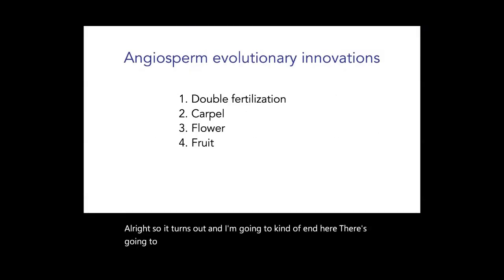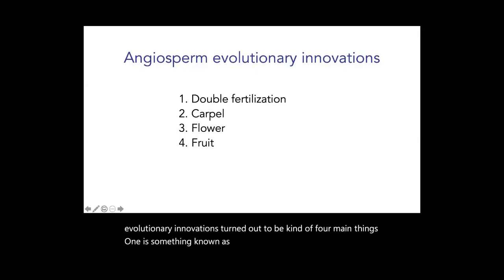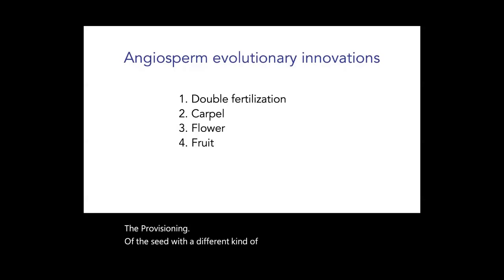These are going to be my last slides here. And we're going to follow up on this in the next lecture. But the key angiosperm evolutionary innovations turned out to be four main things. One is something known as double fertilization. And it's exactly what it sounds like. Double fertilization, 2 fertilization events. Crazy, kind of weird. We're going to fill in the blanks on what exactly double fertilization is. But it turns out double fertilization is really key because double fertilization enabled the provisioning of the seed with a different kind of flavor of nutrients, okay?